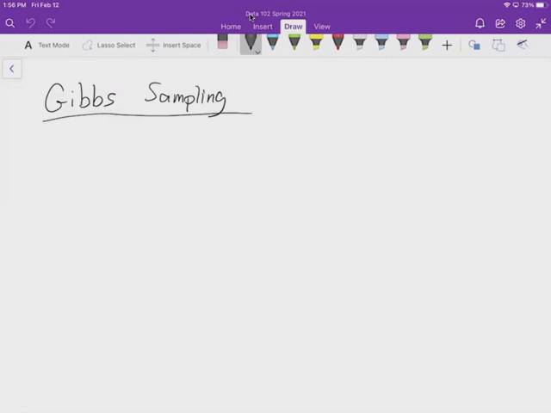And in most real world cases, you have multiple hidden variables. And so Gibbs sampling ends up being very useful. So how does it work?